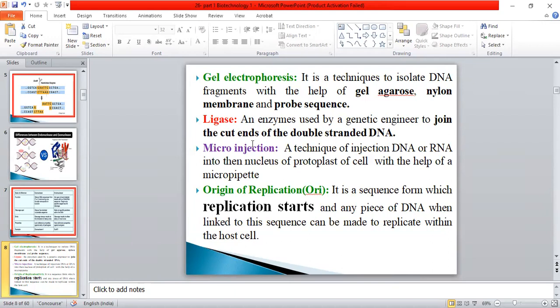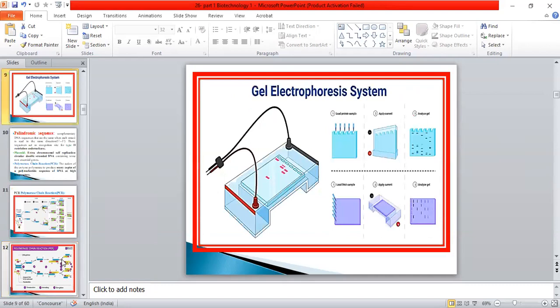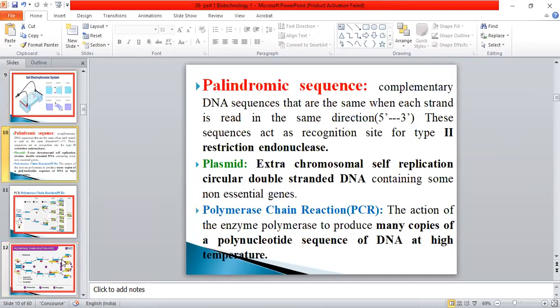Origin of replication, simply called ori, is the sequence from which replication starts. That place is called the origin of replication, simply called ori. Any piece of DNA, when linked to this sequence, can be made to replicate within the host cell. This is electrophoresis, already we saw it. Palindromic sites already we discussed. Plasmids already we discussed: extrachromosomal bodies present in circular form in plants or animals.